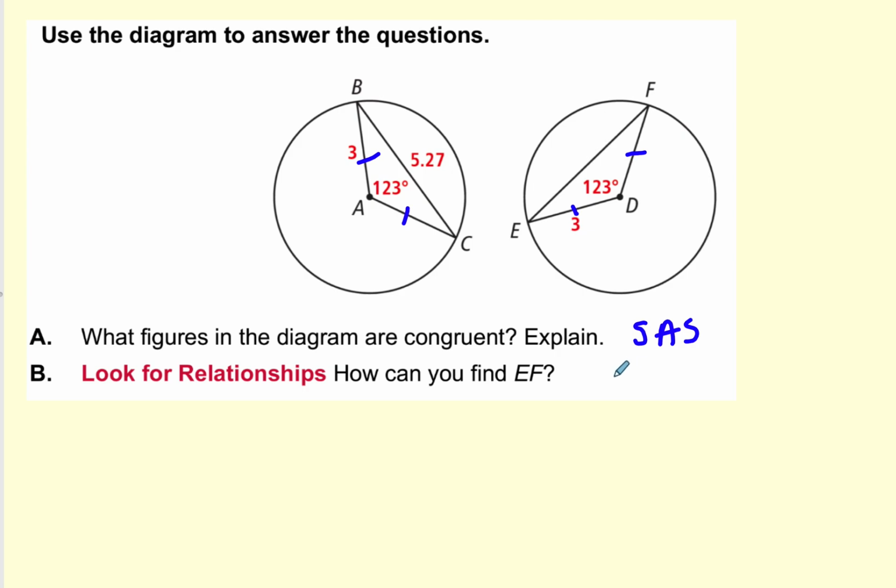And once the triangles are congruent, we can get their corresponding parts. Corresponding parts of congruent triangles are congruent. And we can get BC to equal EF. And therefore, that will be 5.27.